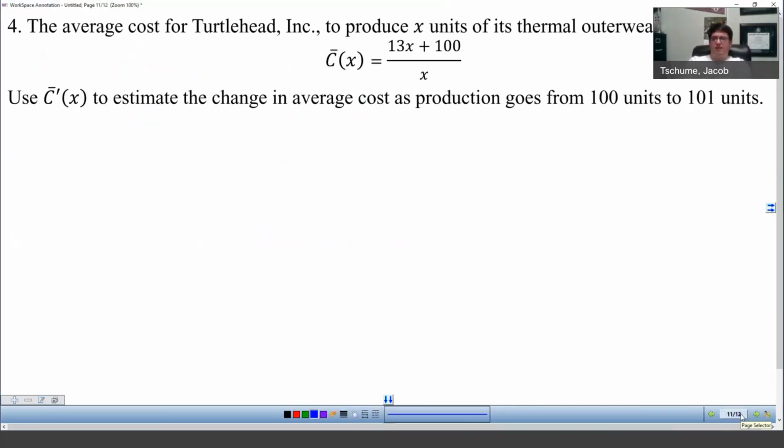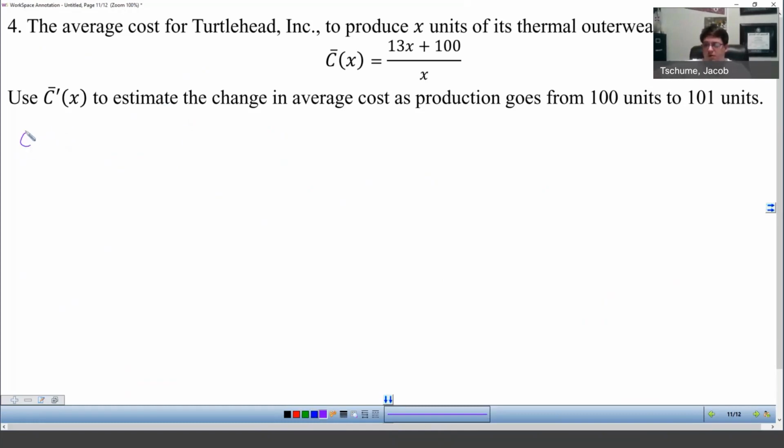All right, getting towards the end of this video, I've got a couple more problems to do. Let's do one with average cost. We haven't done that in a little bit. So number 4. The average cost for Turtlehead Incorporated to produce X units of its thermal outerwear is given by C bar of X equals 13X plus 100 over X. Use the derivative of C bar of X to estimate the change in average cost as production goes from 100 units to 101 units.